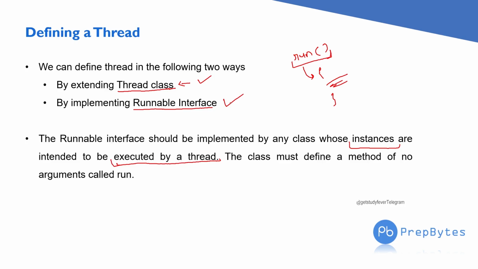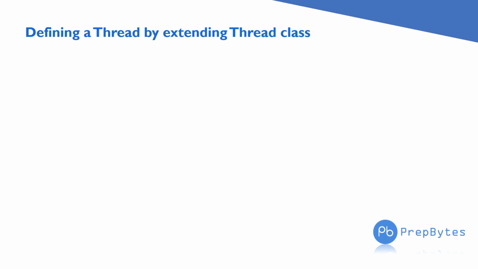First we will start with extending the Thread class. Fine. So let's begin with how you will define a thread by extending the Thread class. But remember this question, we can define a thread in two ways, okay? This is an important interview question: by extending the Thread class and by implementing the Runnable interface. Fine. So, defining a thread by extending the Thread class, okay?